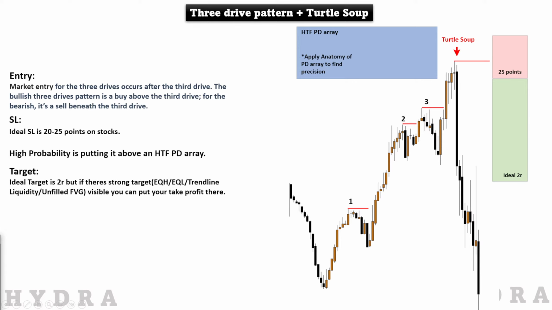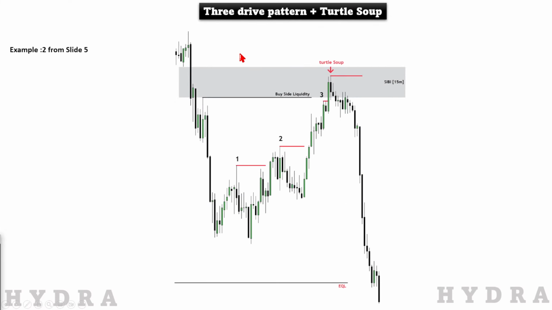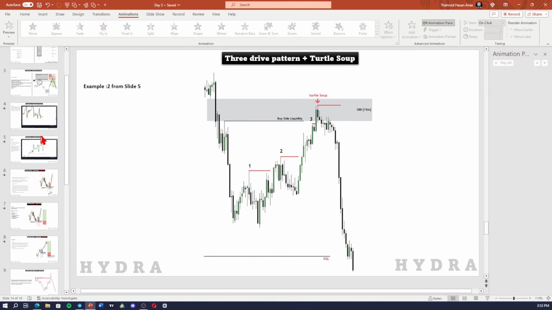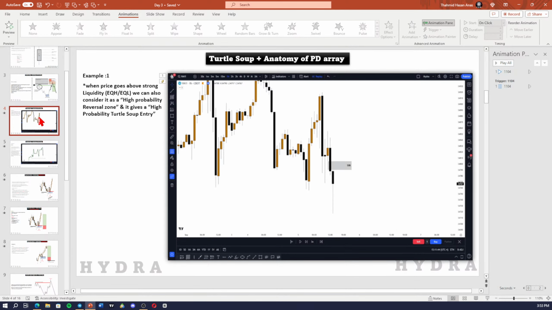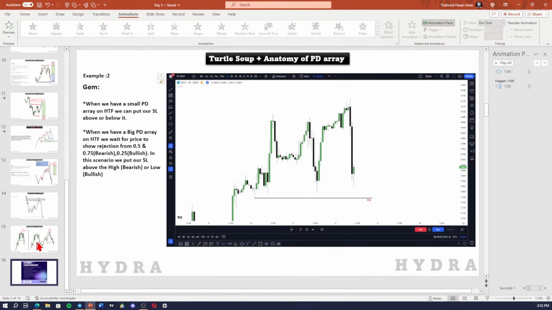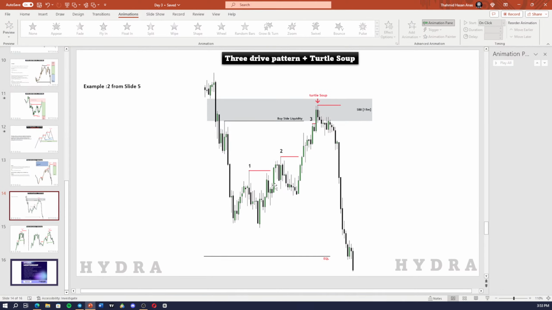Now let's go and look at our second example, which is from the slide. Okay, from this slide, let me take you guys back to this example. Now let's go and see what price did here.